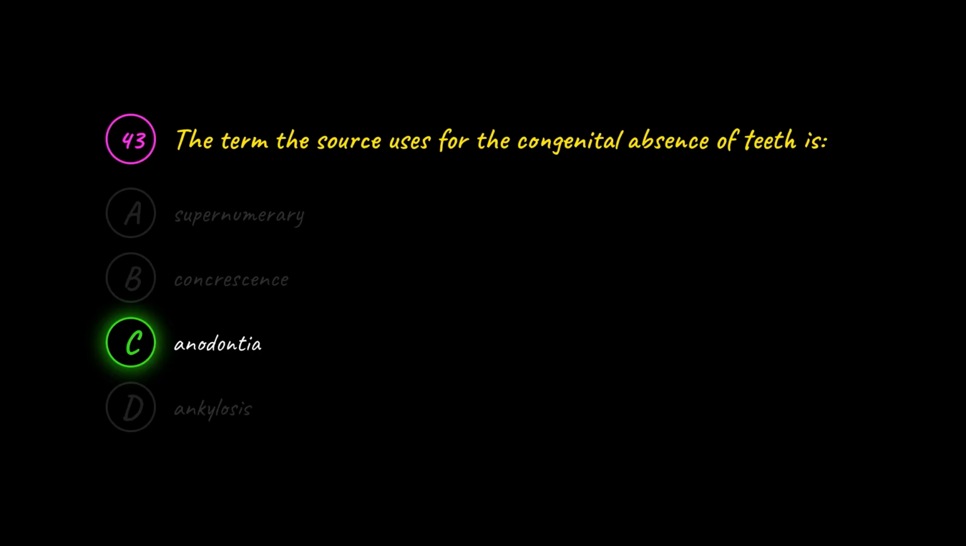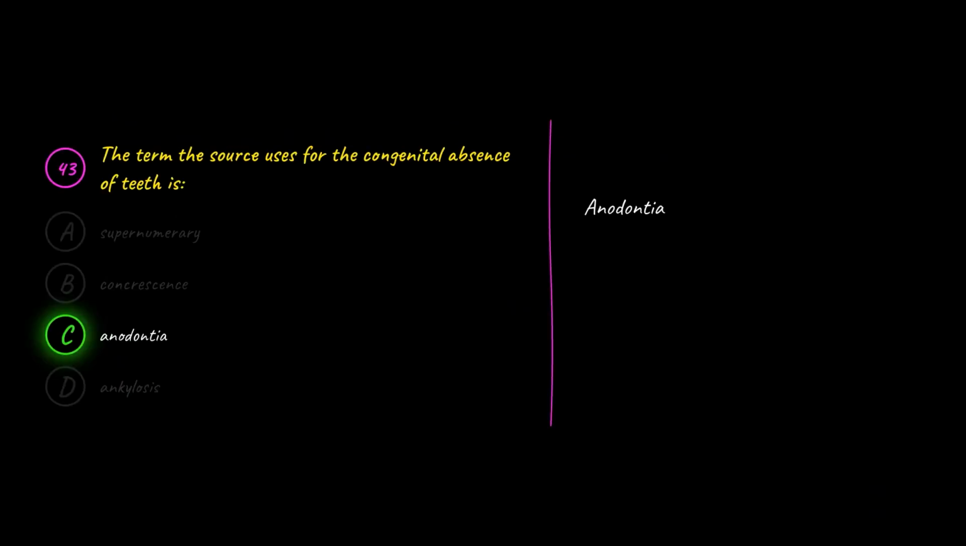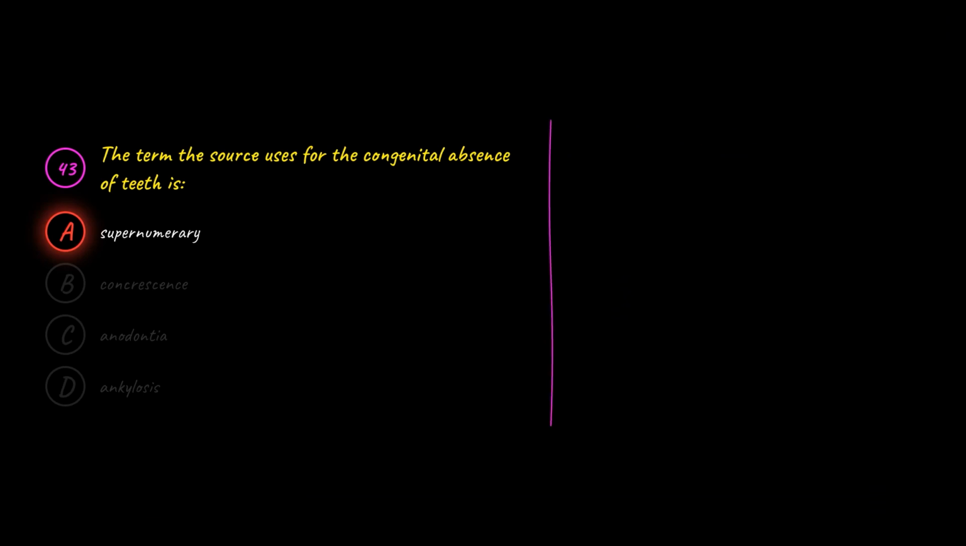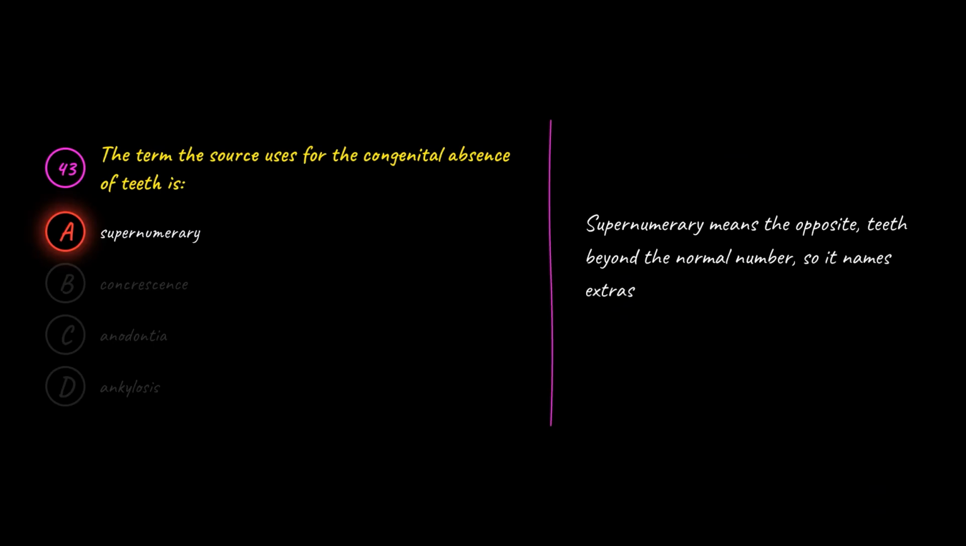The correct answer is C, anodontia. C is correct because anodontia, partial or total, is the congenital absence of teeth. The third molars are most often missing, followed by the maxillary lateral incisors and the second premolars in that order. A is wrong because supernumerary means the opposite, teeth beyond the normal number. So it names extras such as a mesiodens rather than teeth that simply never developed.